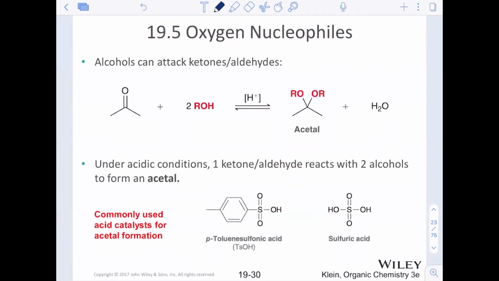Alcohols can also attack ketones and aldehydes, the exact same mechanism as our hydrate formation, except we are forming what we call an acetal. So we are going to use two equivalents of alcohol. Notice the two right here in front of ROH, the condensed structure of an alcohol. And an acetal has two ethers attached onto the exact same carbon.